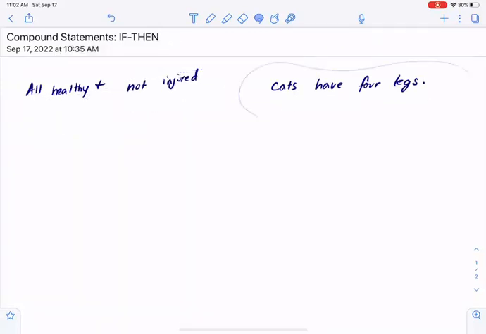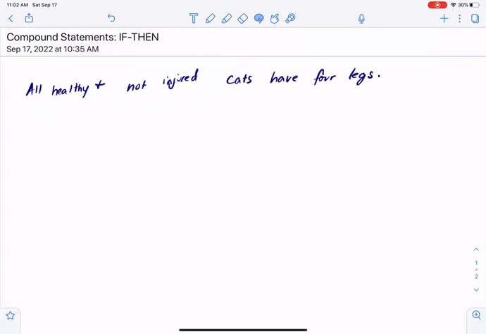Now, you know, when we did AND statements, or when I started compound statements, I mentioned a compound statement is a combination of more than one, a combination of 2 or more statements. If you look at this case, healthy, statement 1, not injured, statement 2, cats have 4 legs, statement 3, put them all together.